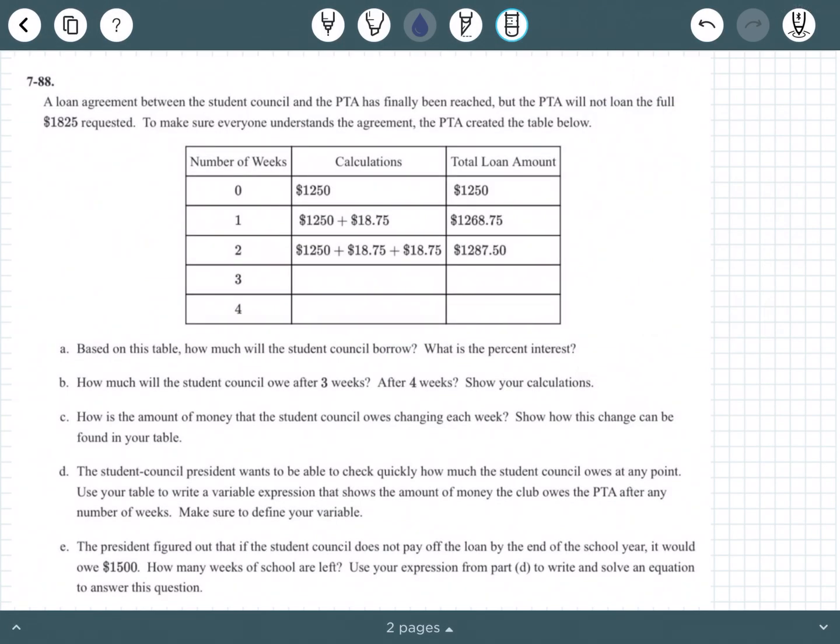All right, problem 788. A loan agreement between the student council and the PTA has finally been reached, but the PTA will not loan the full $1,825 requested. To make sure everyone understands the agreement, the PTA created the table below. A, based on this table, how much will the student council borrow? What is the percent interest?